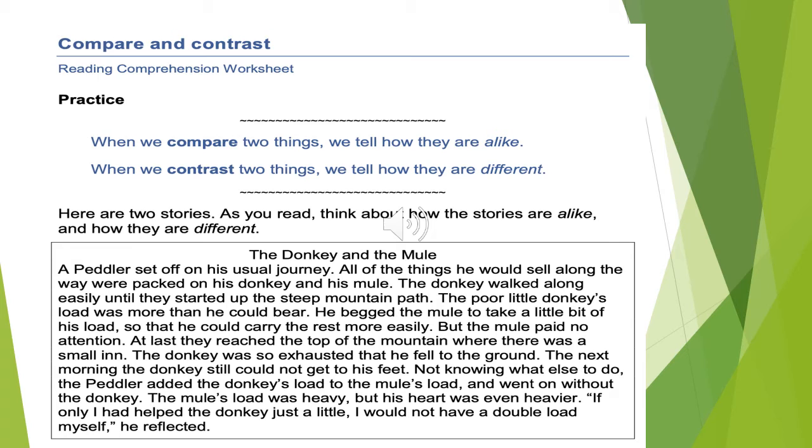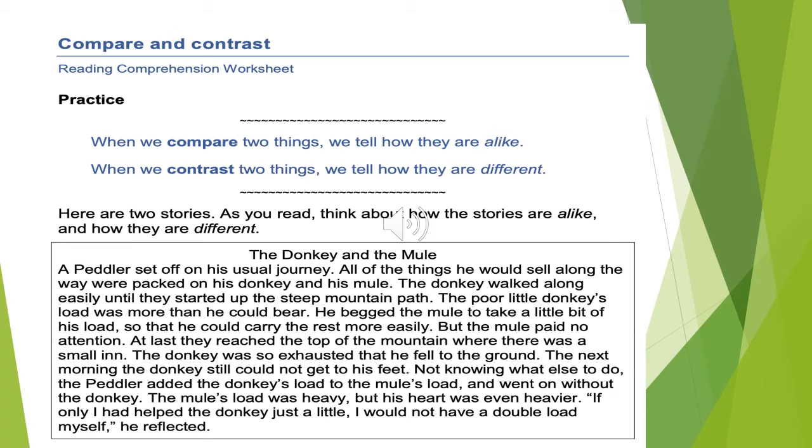Here are two stories. As you read, think about how the stories are alike, so you will compare, and how they are different, we will contrast. So please follow with me. The donkey and the mule. Mule is a kind of animal, like a donkey or like a horse. So a peddler set off. A peddler is like a person, especially in the past, who used to travel from one place to another, carrying goods, okay, to different places to sell them, and small goods, usually by going from house to house.